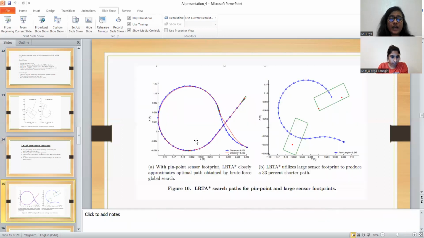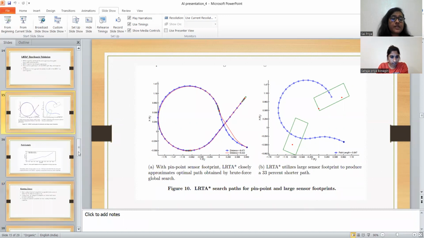And coming to the LRTA pinpoint largest scenario footprints, we will take this footprint. It is closely approximate to the brute force global search in this way, and it is also radius. It's between 1.1 ratio, and this one is LRTA utilizing the largest procedure in this, 33% as a shortest path.